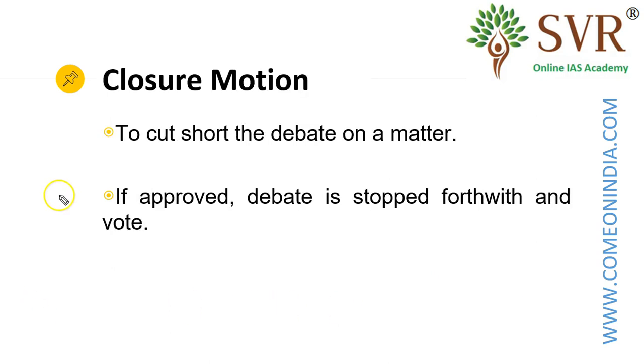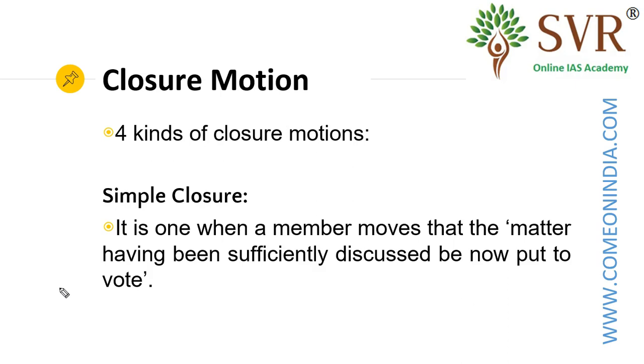Closure motion. Closure motion is an important motion which is passed in the House of Parliament. The closure motion is moved to cut short the debate on a particular matter which is going on in the House of Parliament. If such kind of closure motion is accepted in the Parliament, then the debate on a particular public matter is stopped and the matter is directly put to the voting of the House. The closure motion falls into four important categories. They are number 1 simple closure, number 2 closure by compartments, number 3 concrete closure, number 4 guillotine closure.